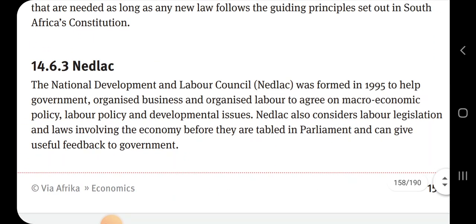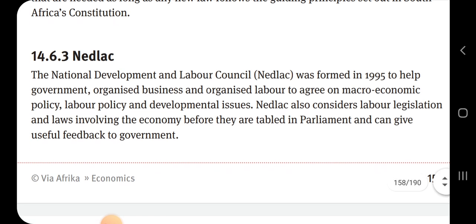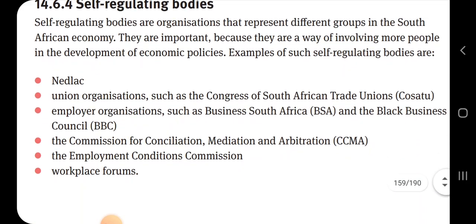Let's talk about NEDLAC. The National Economic Development and Labour Council was formed in 1995 to help government, organized business, and organized labor to agree on macroeconomic policy, labor policy, and developmental issues. NEDLAC also considers labor legislation and laws involving the economy before they are tabled in Parliament, and can give useful feedback to government.